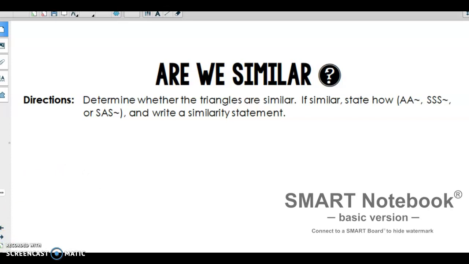So the directions are: determine whether the triangles are similar. If they are similar, state how. So you have to use one of our 3 triangle similarity reasons, either angle-angle similarity, side-side-side similarity, or side-angle-side similarity. Remember, we went over all 3 of those in our graphic organizer. And then write a similarity statement.